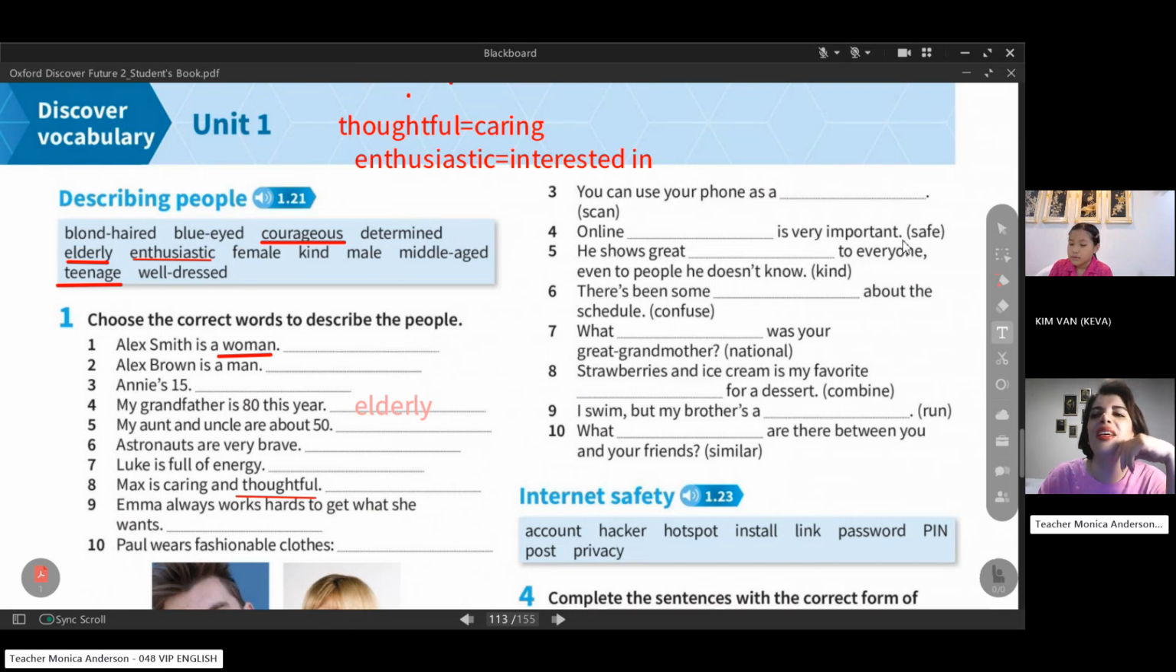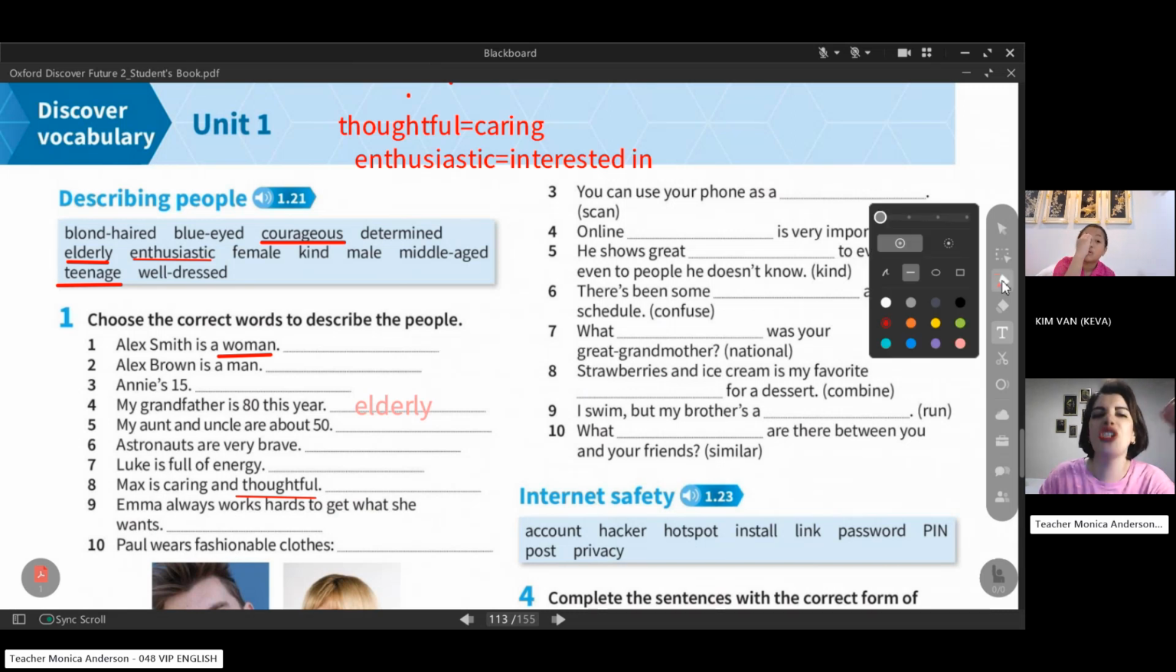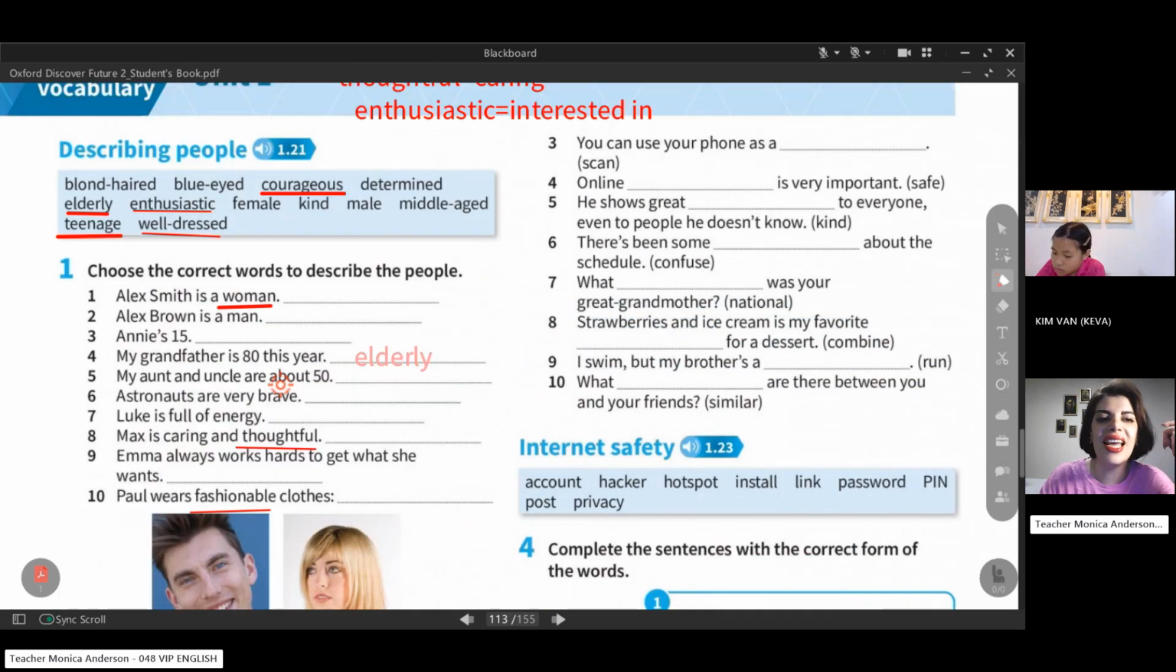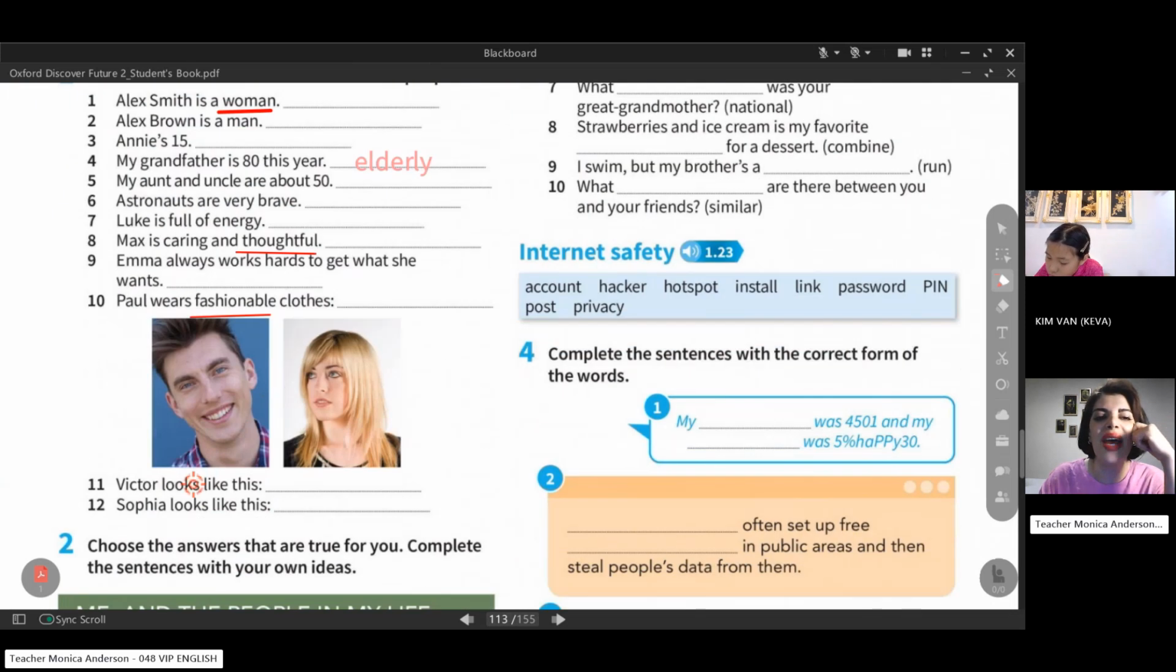Who wears fashionable clothes. Okay, fashionable clothes. Okay. Let me say something. This one is fashionable. Fashionable. Excellent. So clothes. Paul wears fashionable clothes. Is well dressed. Excellent. Well dressed. Excellent. Very good.